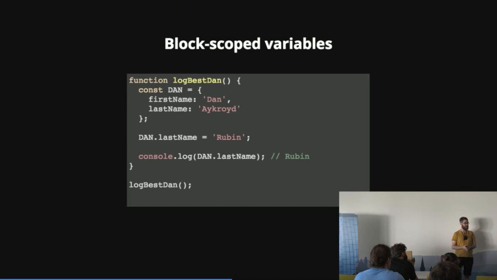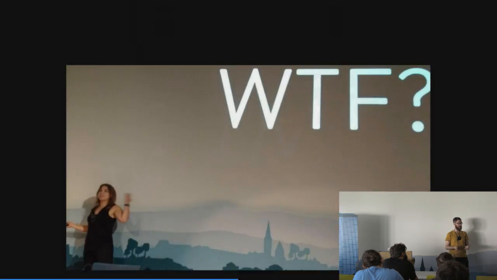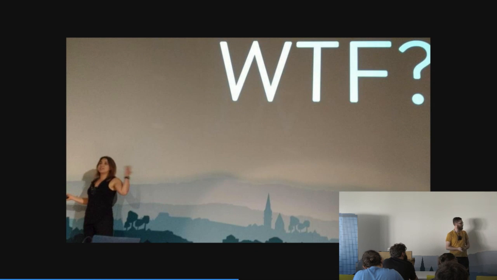But there's one strange thing. If you put an object inside of a constant and you want to change one of the parameters inside of the object, it will just work. So I was like, what the fuck? How can this happen?